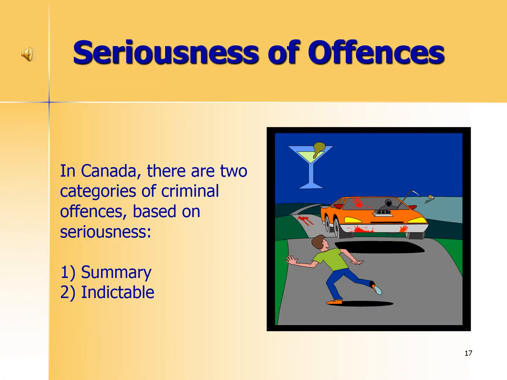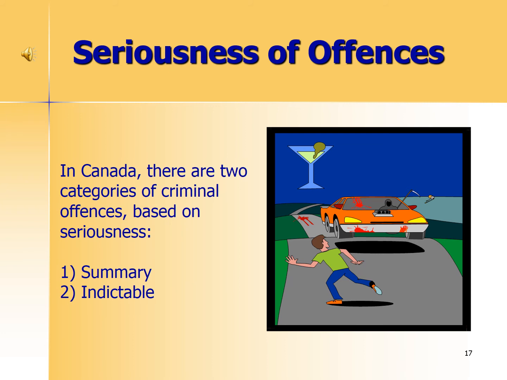So now that we've defined what criminal law is, what constitutes a crime, and the sources of criminal law in Canada, I'd like to turn to another way that we delineate crimes in this country. And in Canada, there's basically two categories of criminal offenses, and these categories are determined by the seriousness of the offense. So in Canada, we have what's called summary offenses, and we also have indictable offenses. So summary offenses are the less serious crimes, and indictable offenses are the more serious crimes.